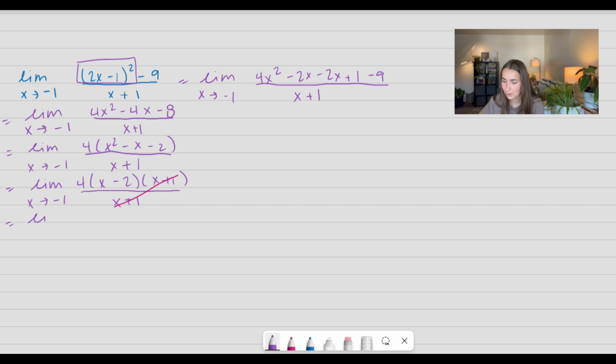I'm going to go ahead and rewrite my limit. I have a linear function. I'm just going to go ahead and plug it in. So I get 4 times negative 1 minus 2, 4 times negative 3, which is equal to negative 12.